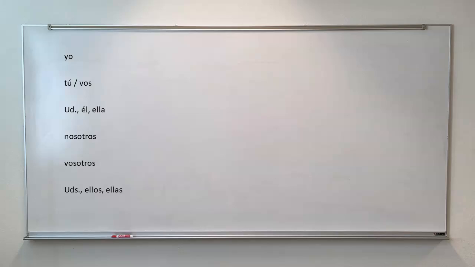Yo, if your subject is yo, I. If you want to say I understand in Spanish, it's yo entiendo. Entiendo. And notice that the yo form does have the stem change. Yo entiendo. For the subject tú, entiendes. Tú entiendes.